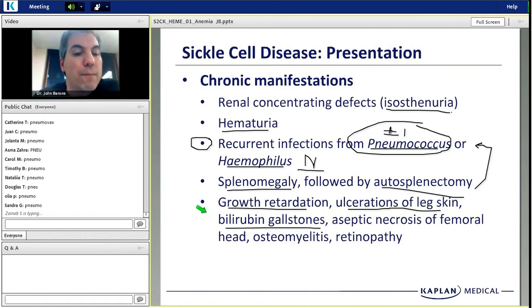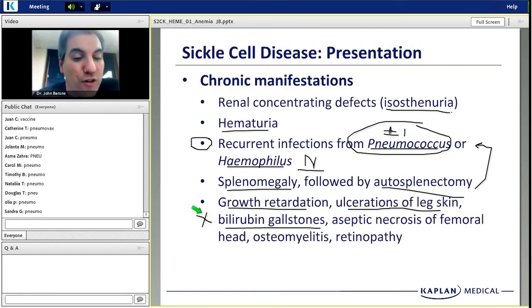Why do you get bilirubin stones? Because of all the breakdown. All the bilirubin, you're going to supersaturate your bile, and they're going to get stones. So very important that sickle cell could come in with pain in the right upper quadrant after a fatty meal. That's cause of gallstones. So get your ultrasound. Sickle cell with right upper quadrant pain, get the ultrasound and look for the stones.